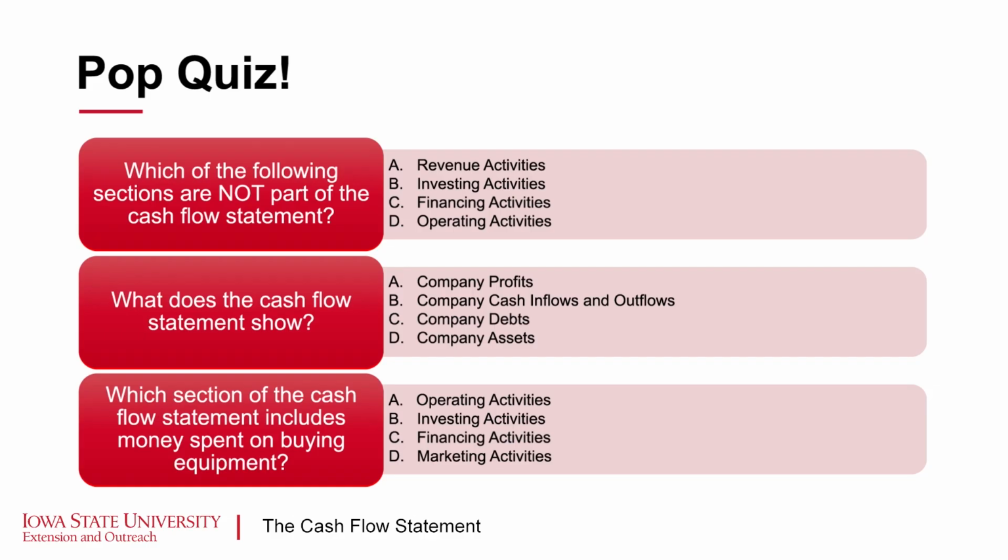Here are the answers. Which of the following sections are not part of the cash flow statement? The answer is A. Revenue activities are part of the income statement, not the cash flow statement. What does the cash flow statement show? The answer is B. The cash flow statement shows company cash inflows and outflows. And question 3, which section of the cash flow statement includes money spent on buying equipment? The answer is B. Investing activities.